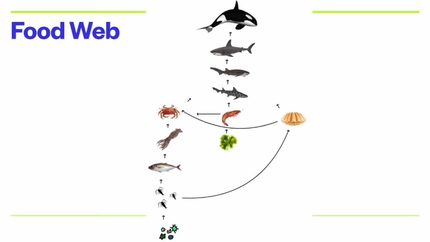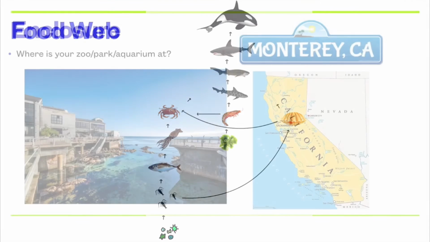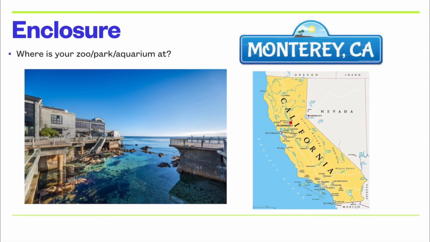A third food chain within this food web begins with the primary producer, phytoplankton, which is consumed by zooplankton, which is consumed by a clam, which is then consumed by the leopard shark, which is consumed by the broad-nosed seven-gill shark, which is consumed by the great white shark, which is consumed by a killer whale. Our enclosure is the Monterey Bay Aquarium, and it is located at Monterey, California.